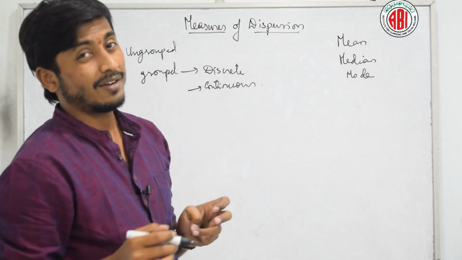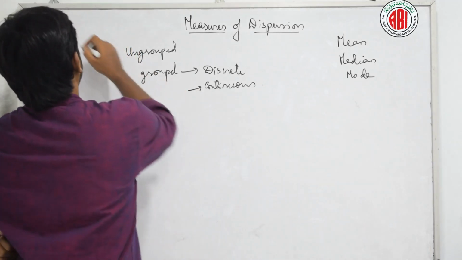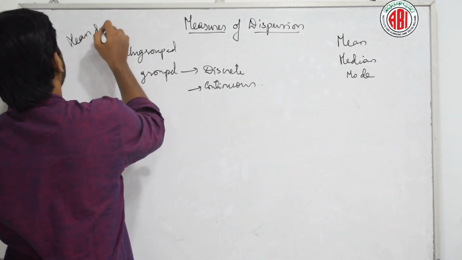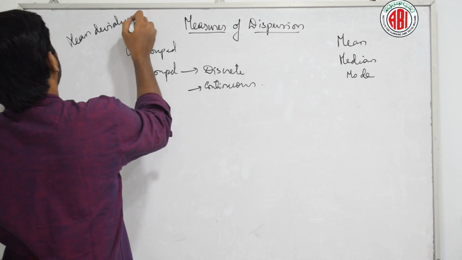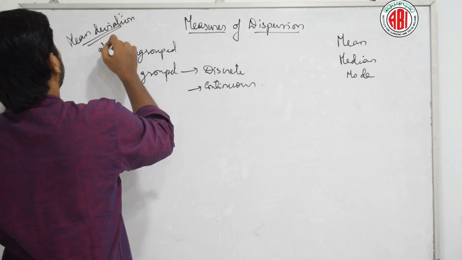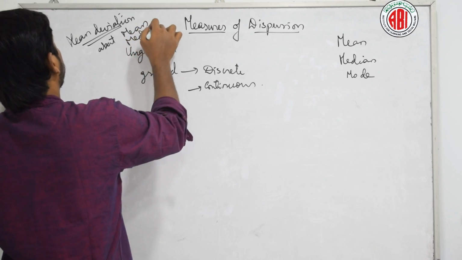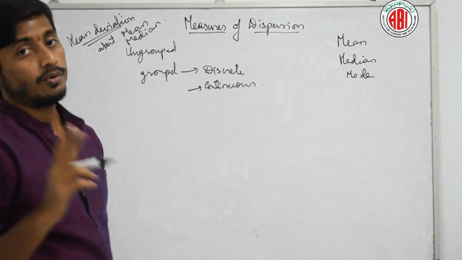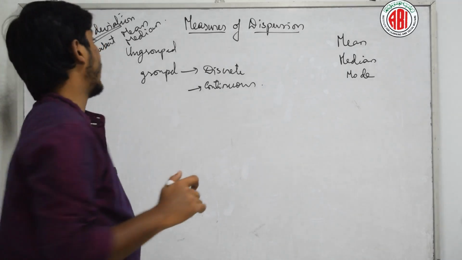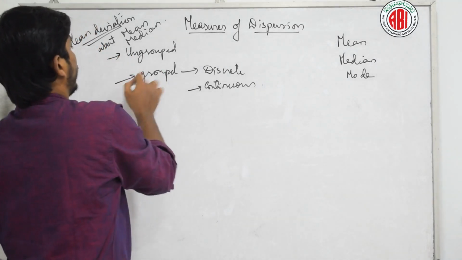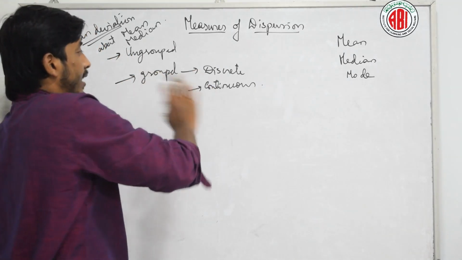Yes or no? What is it that we have to find? That is mean deviation about mean and median. Okay, those are the two things we have to learn, that is with respect to ungrouped data and grouped data in terms of discrete and continuous thing.